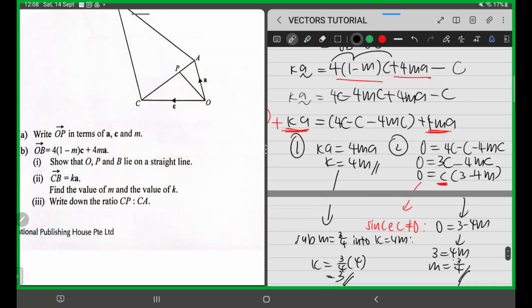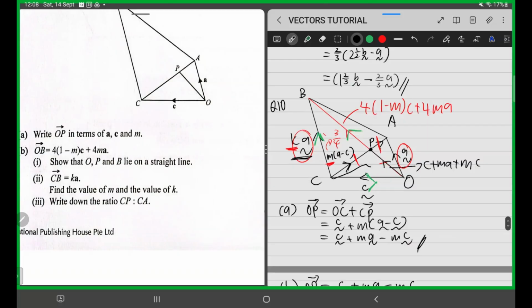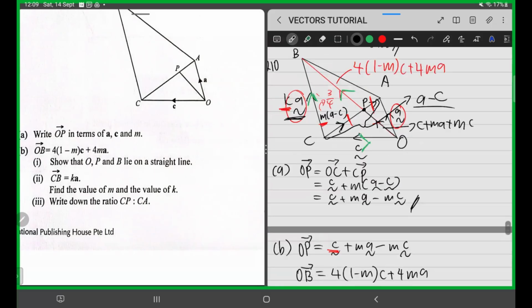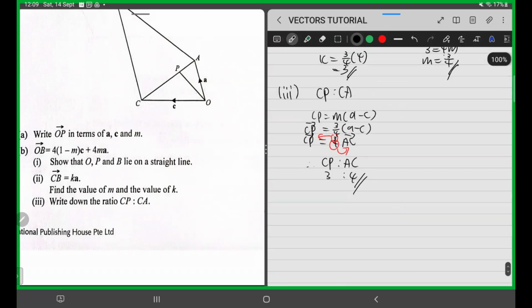And we know that CA, this entire thing over here, we found it to be a minus c. So CP is just 3/4 of AC. Hence, the 3 units comes to here, 4 units comes to here. Hence, CP is to AC is 3:4. Just like that, by finding the m value.